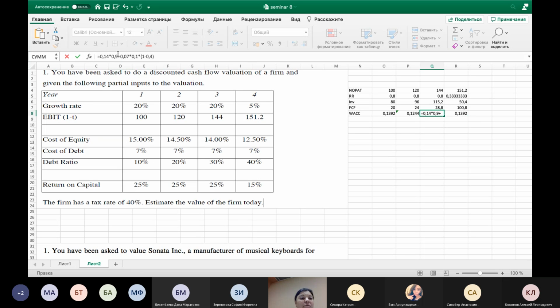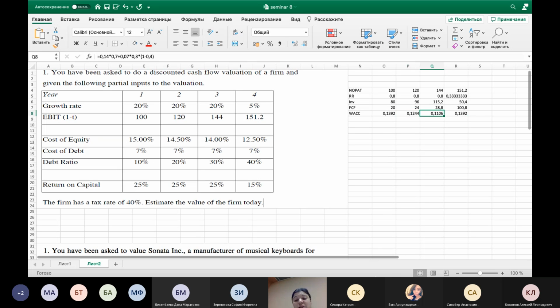For the third scenario, 14% cost of our equity. The weight of our debt became 30%. So in this context, it will be 0.7, and in this context, it will be 0.3, 7.3. 11.06, the total cost of our capital.